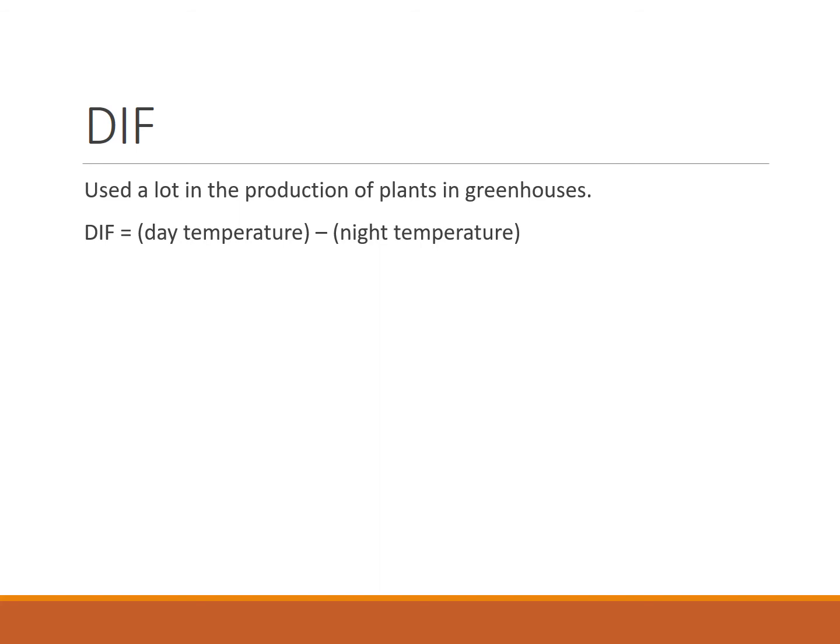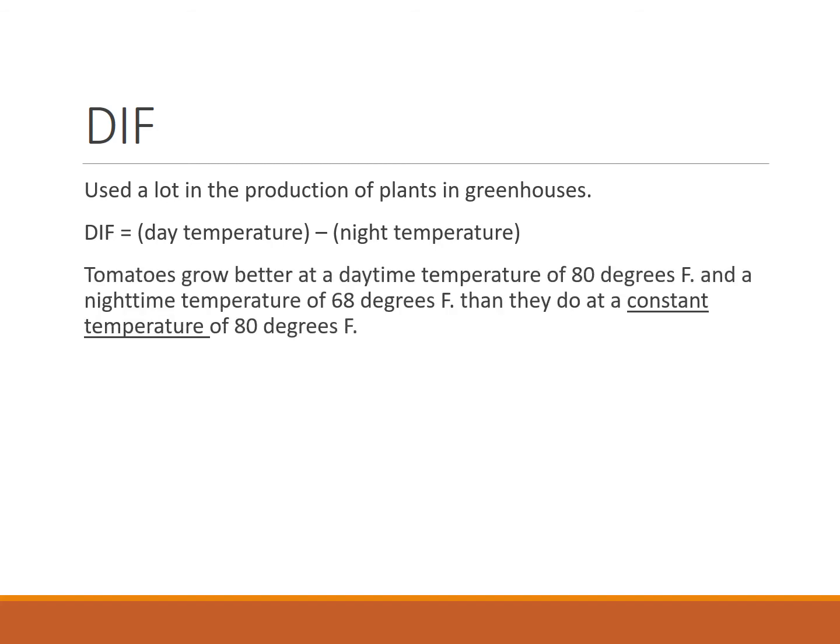You have to understand that in greenhouses, as a grower, you can set a different day and night temperature, and you can set your controls to start that day temperature at a certain time and start that night temperature at a different time. As it turns out, tomatoes grow better at a daytime temperature of 80 degrees Fahrenheit and a nighttime temperature of 68 degrees Fahrenheit than they do at a constant temperature of 80 degrees Fahrenheit.